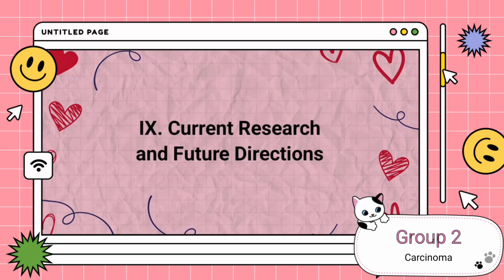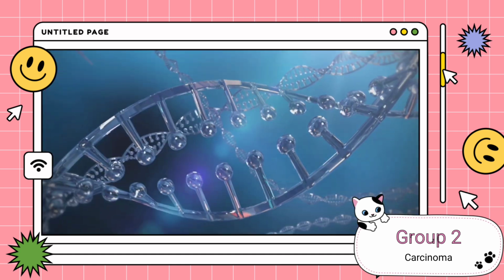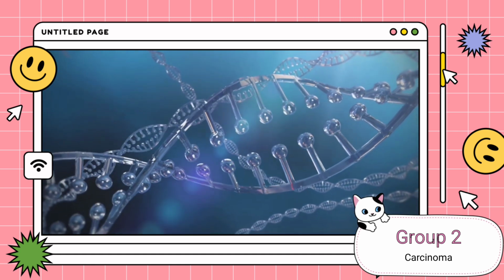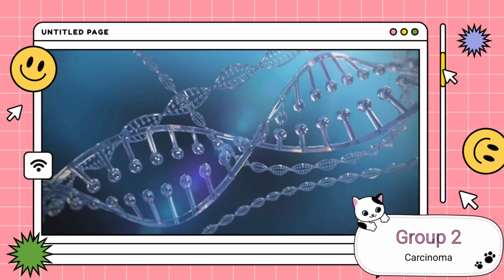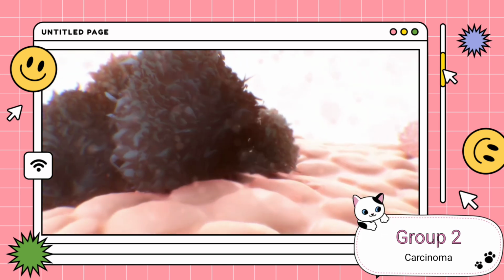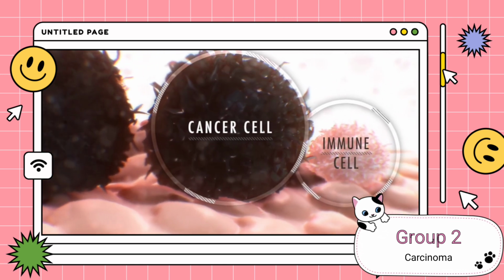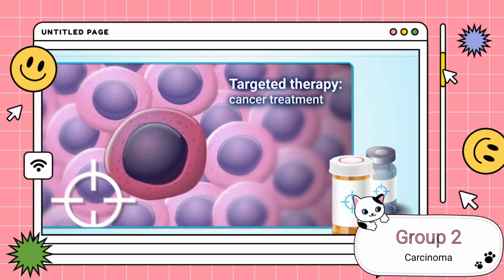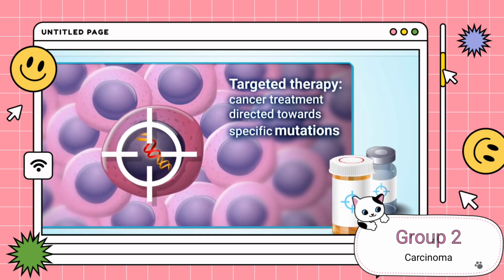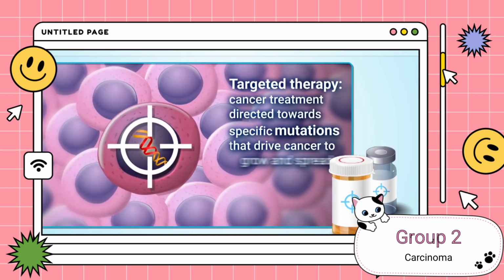Part 9, Current Research and Future Directions. Personalized medicine, using information about a person's cancer to help with diagnosis and treatment. Immunotherapy advancements, using the immune system to fight cancer. Targeted therapies, targeting genetic changes or mutations that turn healthy cells into cancer cells.